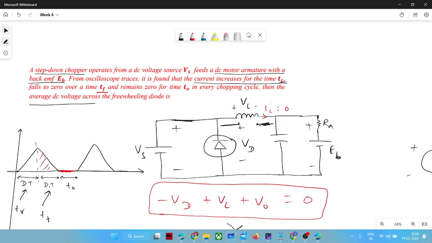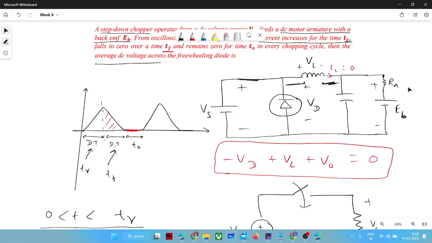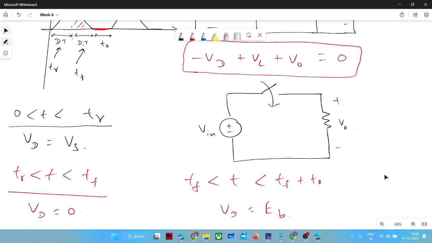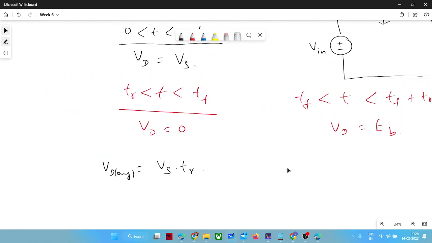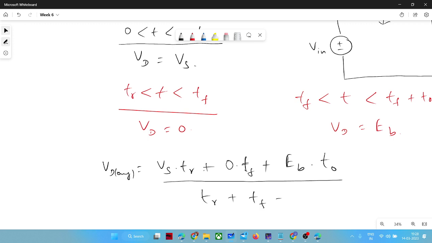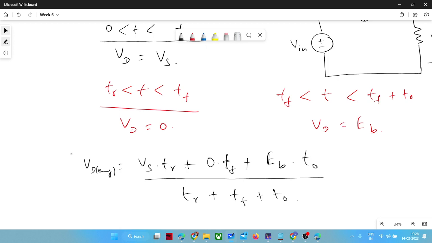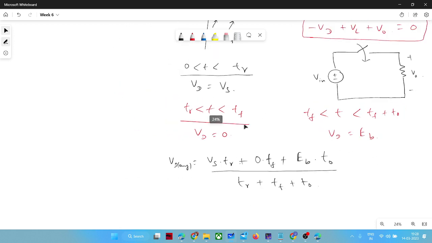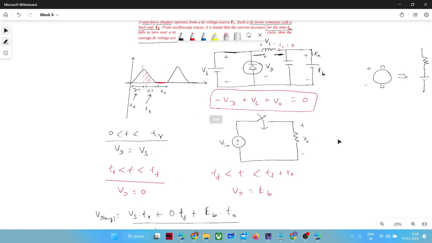So VD average we were calculating, so it is Vs into TR plus 0 into TF plus EB into T naught, divided by TR plus TF plus T naught. So this is your answer of the problem. Any final doubt in this problem?